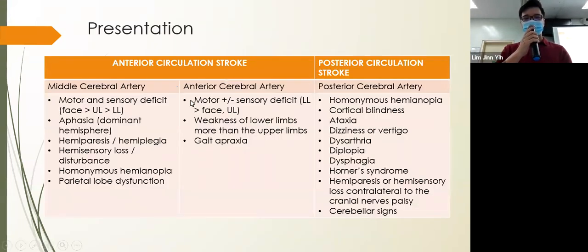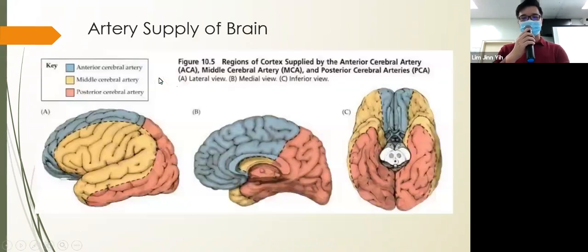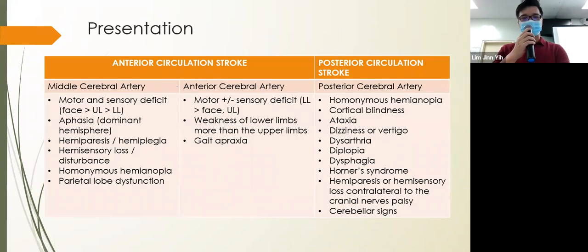As we can see, the anterior cerebral artery supplies mainly the medial aspect, so the legs will be more affected compared to the face, body, and also hand. But in your MCA, it mainly affects the lateral aspect of the brain. So your face and upper limb will be more affected compared to your lower limb.